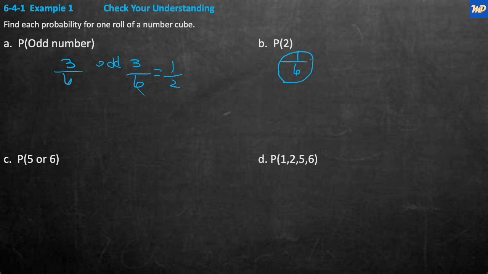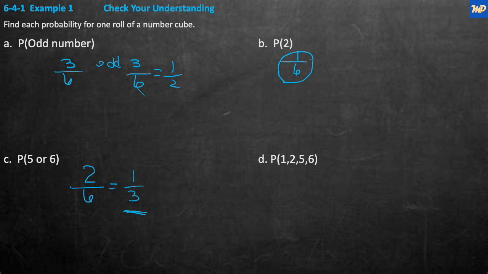Well, each of these is 1 on the cube, so the 2 together means 2. You have 2 favorable outcomes over your 6 possible outcomes, and that equals 1/3. So 1/3 of the time you're going to roll a 5 or a 6. We don't know which one, but you're going to roll a 5 or a 6 1/3 of the time.